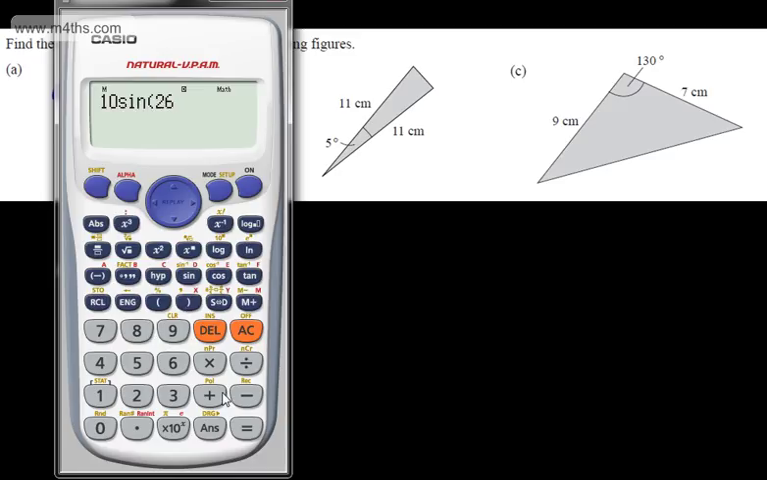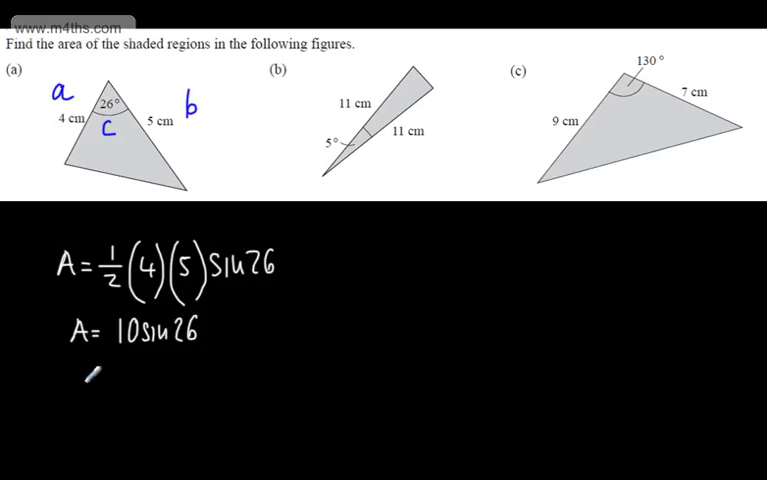I don't even have to close that off if I'm being lazy, and we can say that the area is 4.39. So the area, let's write this in, the area is going to be equal to 4.39 centimetres squared, and that's given now to 3 significant figures. We're not asked for a level of accuracy on here, so I'm just going to go ahead and write it like so.